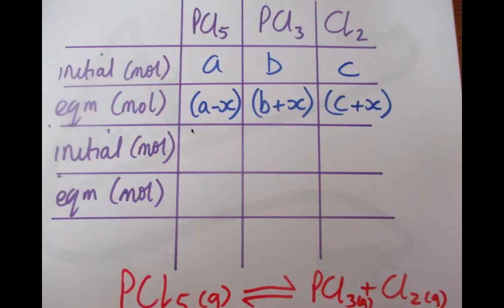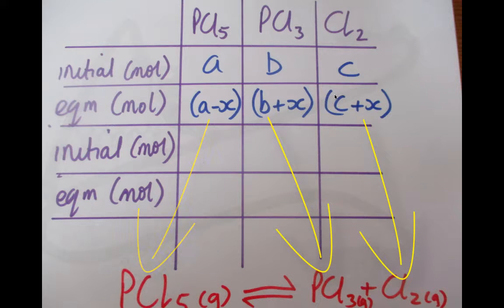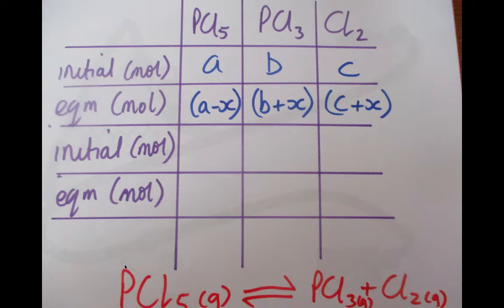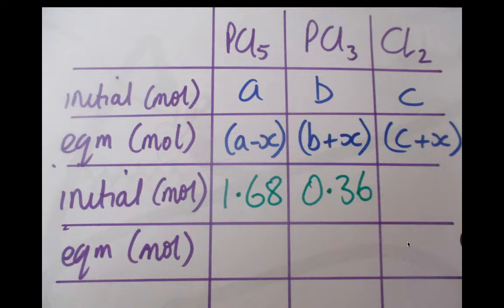So looking at the method that we used before, let's set up one of these tables. As a general rule, we start off with A, B and C amounts of each thing. Now at equilibrium, whatever is lost from A is going to be gained by B and C. We know this from the equation down here. 1 molecule of the reactant gives us 1 molecule of each product.